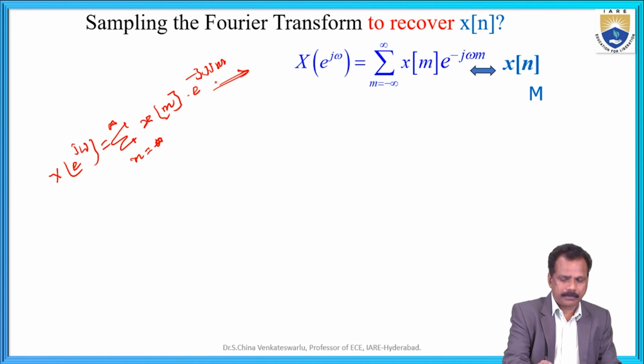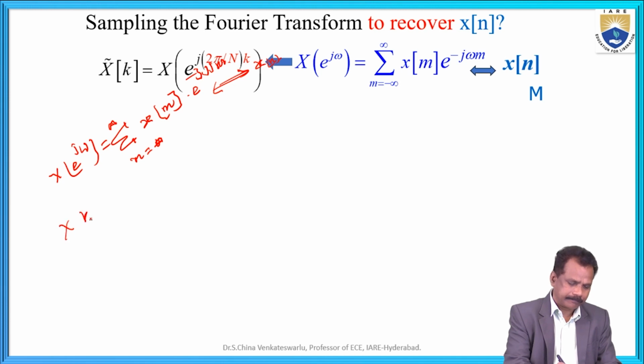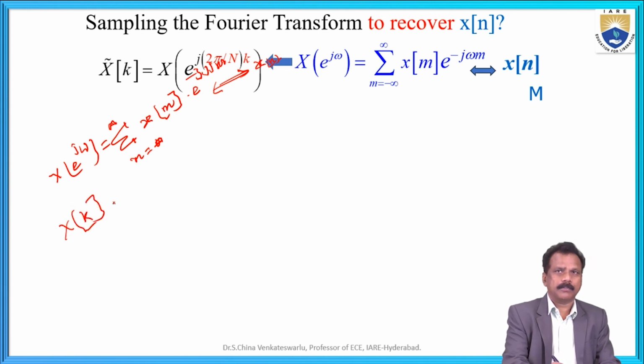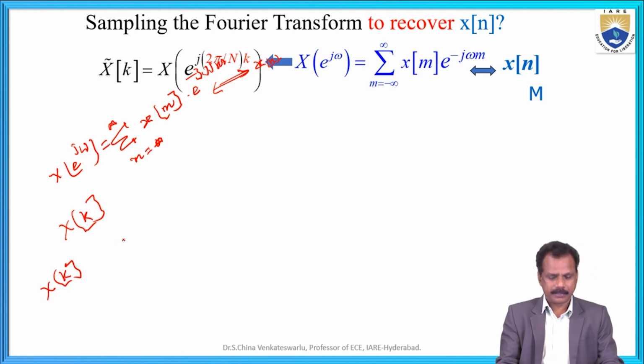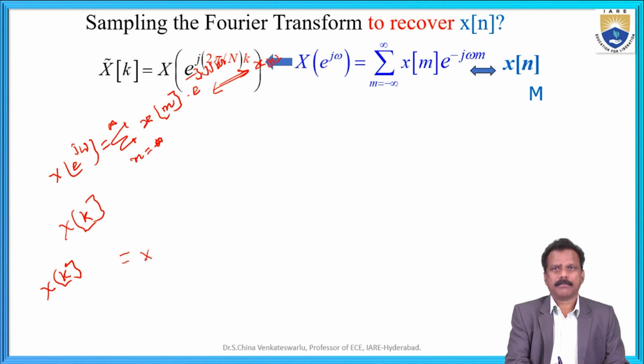Okay, then consider this order where x of n. After that we are to verify that x of k, where we know that x of k is equal to x of e power j of 2 pi by capital N into k.